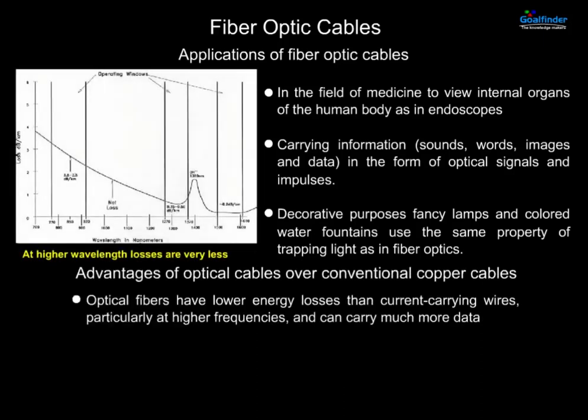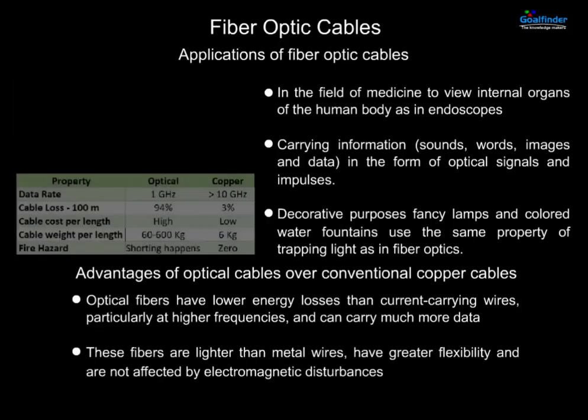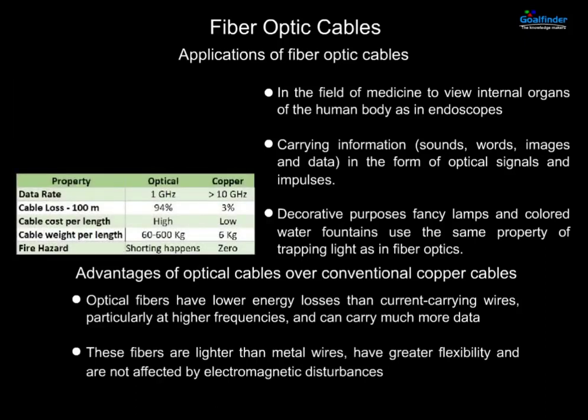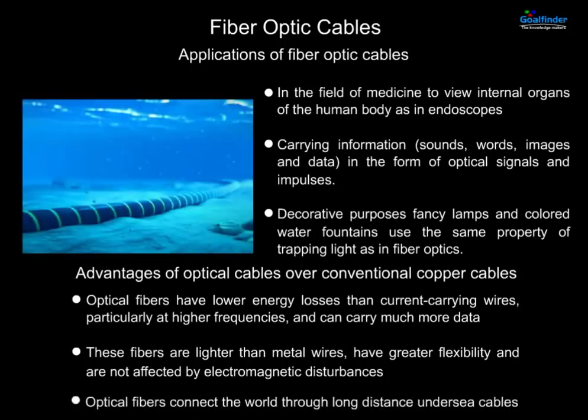Advantages of optical cables over conventional copper cables. Optical fibers have lower energy losses than current-carrying wires, particularly at higher frequencies, and can carry much more data. These fibers are lighter than metal wires, have greater flexibility, and are not affected by electromagnetic disturbances. Optical fibers connect the world through long-distance undersea cables.